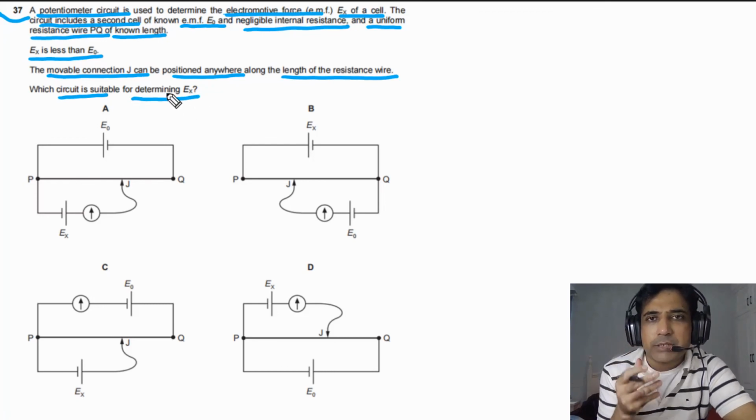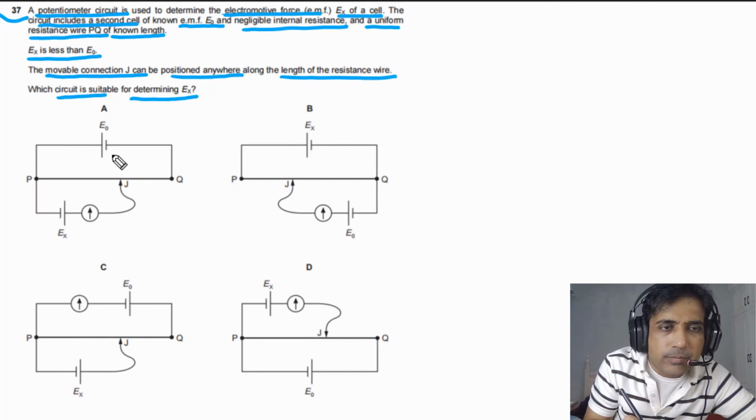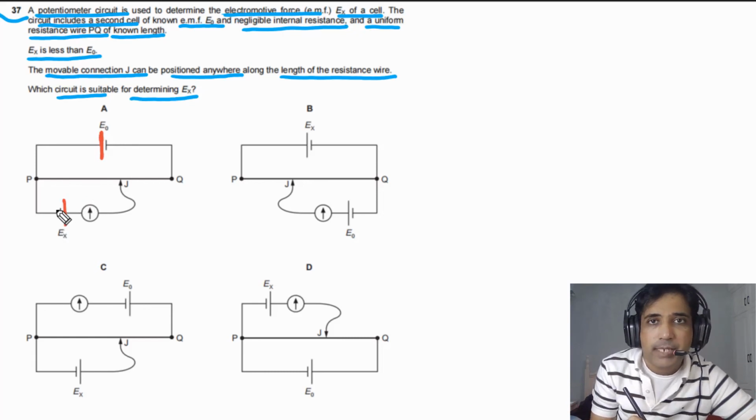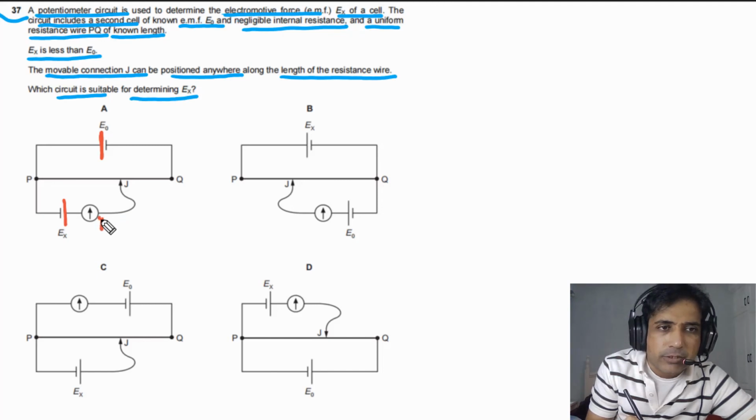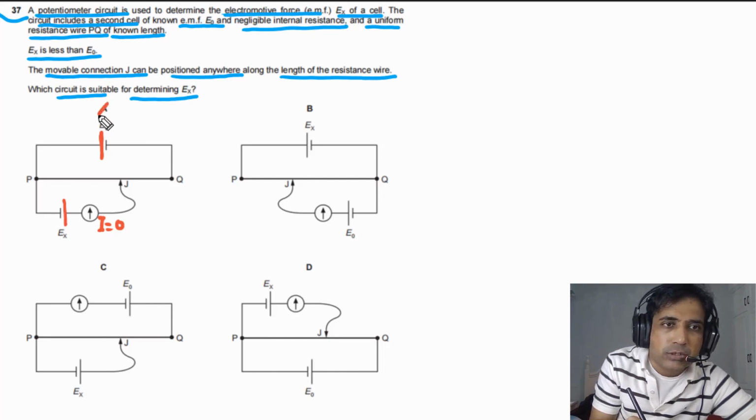So in order to answer this question, we have to check all these circuits one by one and we need to find the suitable circuit. Let's try to find out the best possible circuit. If you look at circuit A, in this case you can see the positive terminal of E0 is not connected with the positive terminal of EX. It simply means that in this case we cannot find the balance point. Balance point simply means when the reading on the galvanometer is equal to 0. So that is not possible. So it means we cannot use this circuit to find EMF of cell X.